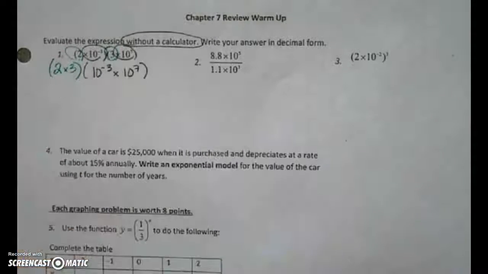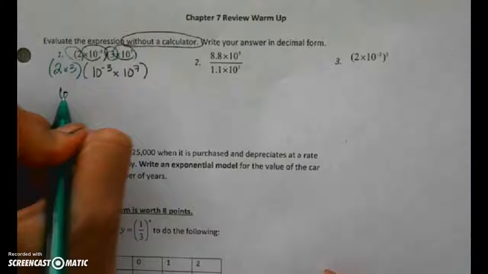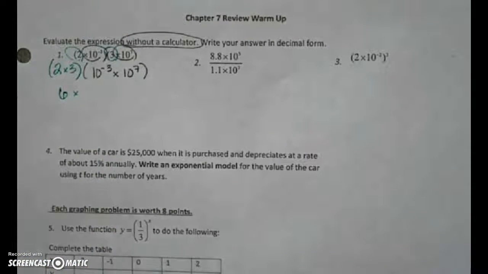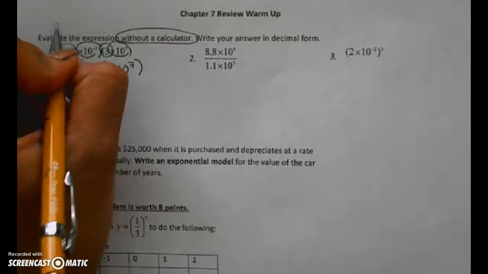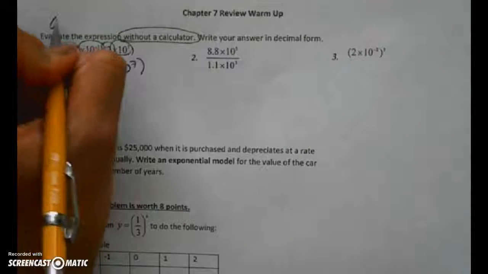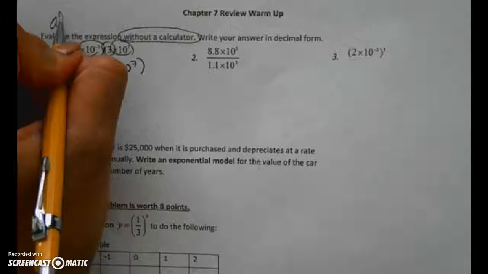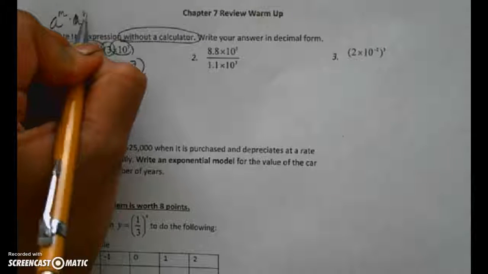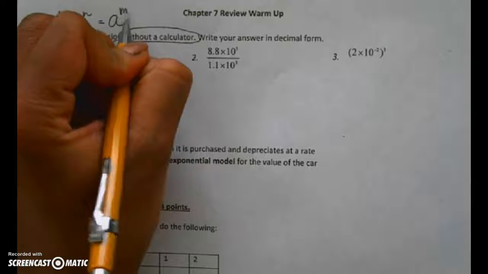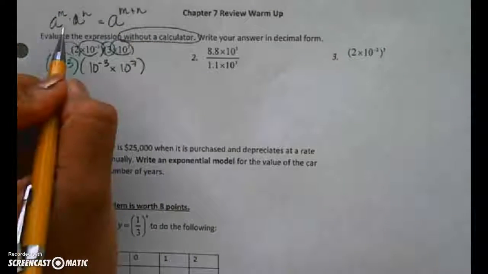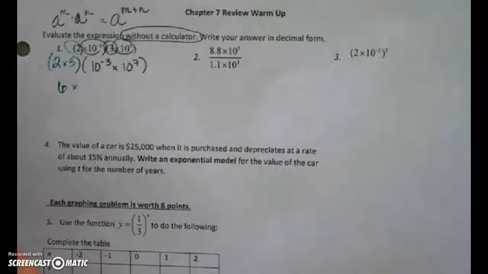So 2 times 3, that's kind of an easy one. That's going to give me 6, times, now I have 10 to the negative 3 power times 10 to the 7th power. This reminds me of a property: a to the m times a to the n is equal to a to the m plus n. Remember, when you're multiplying and they have the same base, I would add the exponents.